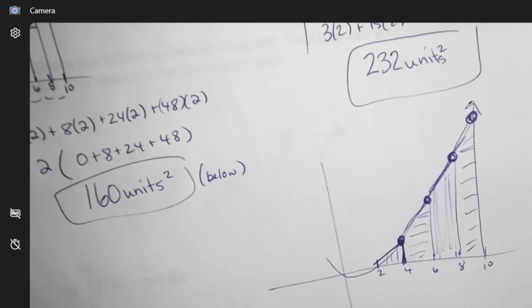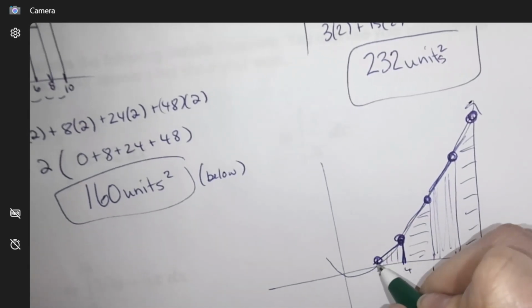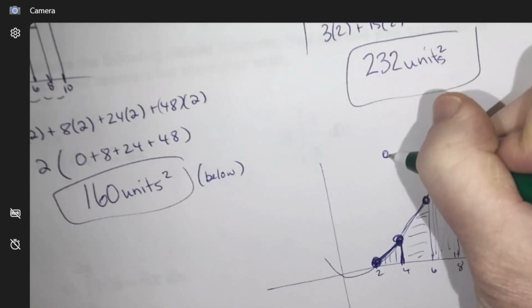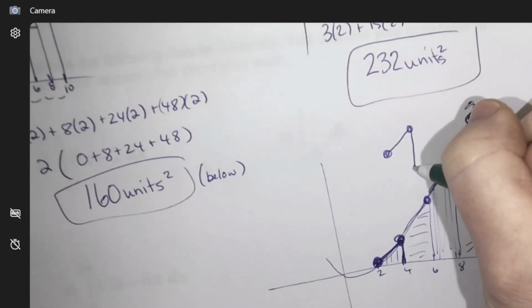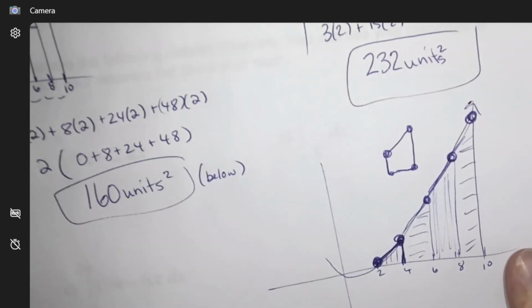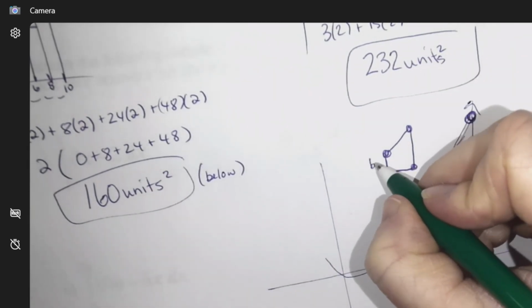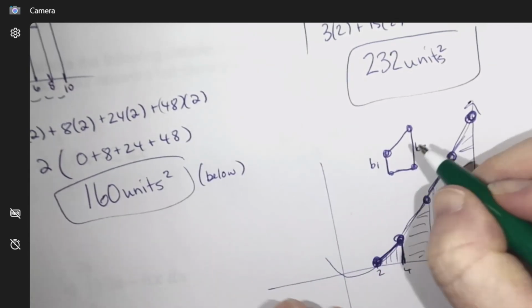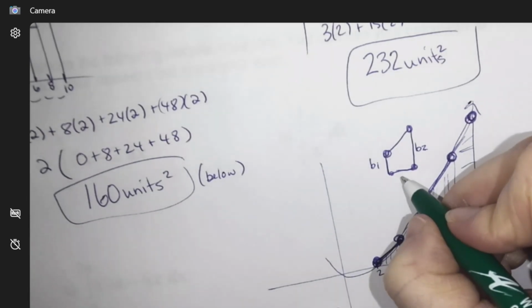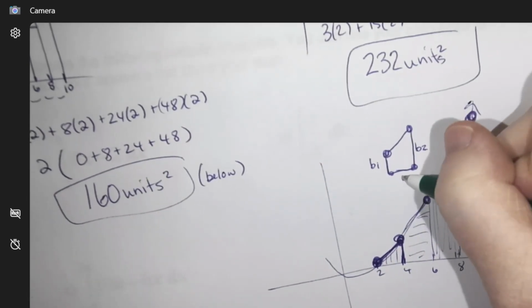Okay, last one is trapezoid shapes. So you guys know what a trapezoid looks like. That's a trapezoid. Okay, so you have to do base 1 plus base 2, average them. Average those two times the width or whatever you want to be doing here.